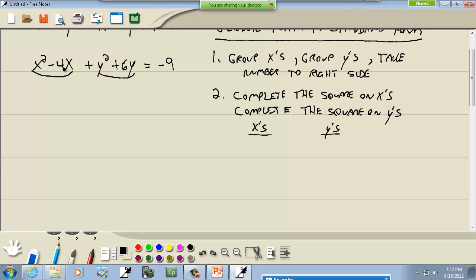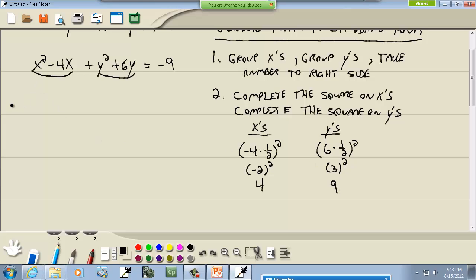Complete the square on the x's. You take the number that's before your x, which is negative 4, and you multiply it times a half, and you square it. It's always times a half, and it's always squared. So that gives us negative 2 squared, which gives us 4. Now for the y's, we're going to take the number before the y, which is 6, multiply it times a half, and square it. It's always times a half, it's always squared. 6 times a half is 3, and 3 squared gives us 9.